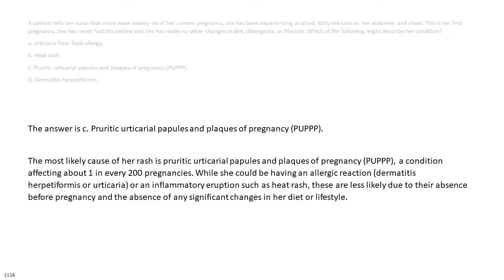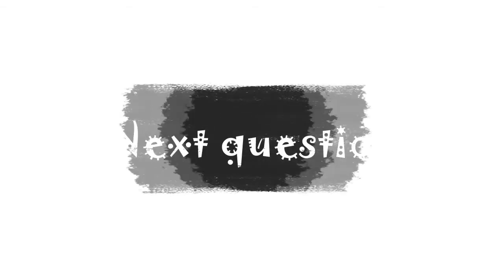The answer is C. Pruritic urticarial papules and plaques of pregnancy, PUPP. The most likely cause of her rash is pruritic urticarial papules and plaques of pregnancy, PUPP, a condition affecting about 1 in every 200 pregnancies. While she could be having an allergic reaction, dermatitis herpetiformis or urticaria, or an inflammatory eruption such as heat rash, these are less likely due to their absence before pregnancy and the absence of any significant changes in her diet or lifestyle.